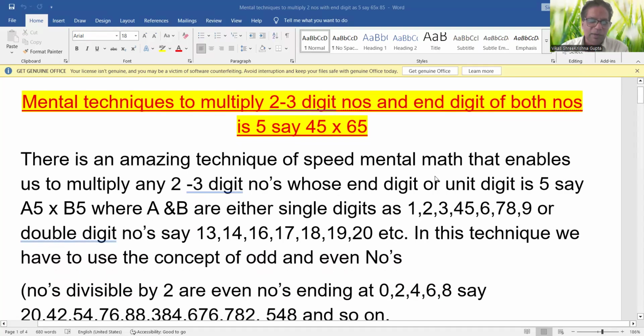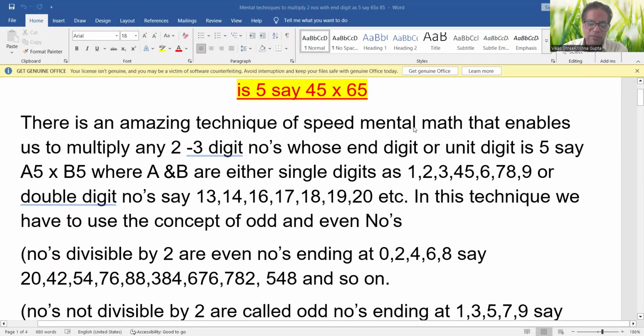Now, in this case, I am multiplying two-digit and three-digit numbers whose end digit, the unit digit, is 5, and the difference of the numbers can be any. It can be 10, 20. In the last video the condition was only 10. Now it can be any difference, 10, 20, 30, 40, 50. It doesn't matter what the difference is. And then I will show where to apply 25, where to apply 75.